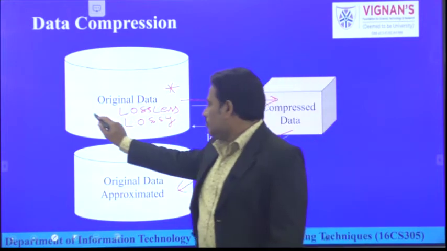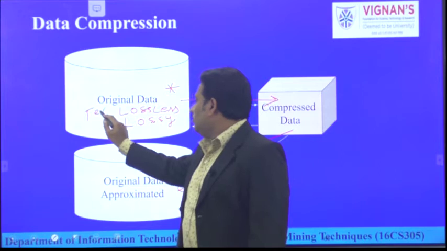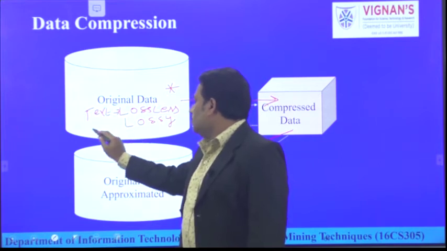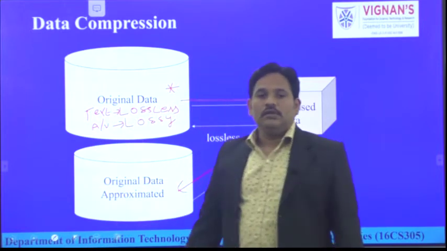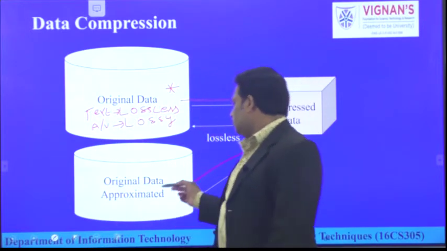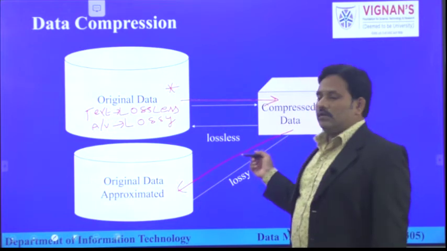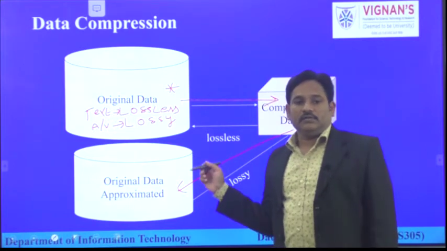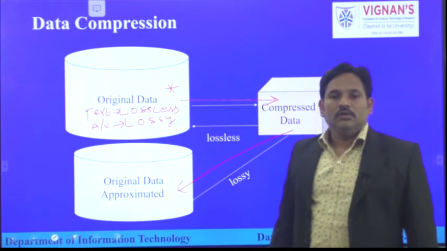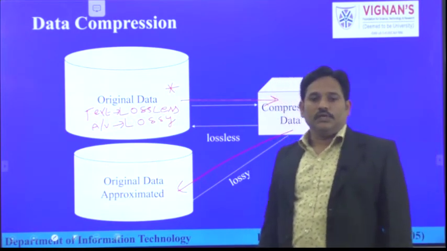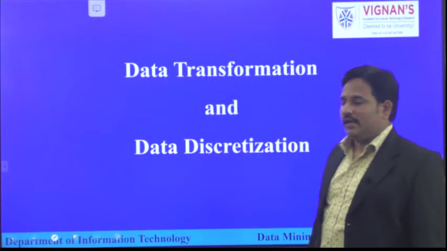So generally all text compression techniques will have lossless compression. When it comes to audio video, there is a chance of having lossy compression. So this is the way of compressing the data with lossy and lossless. It depends on the type of the data, how best we can view and how best we can derive.